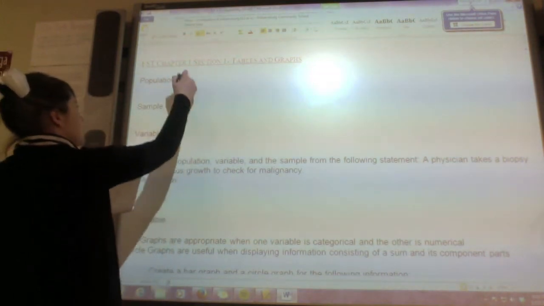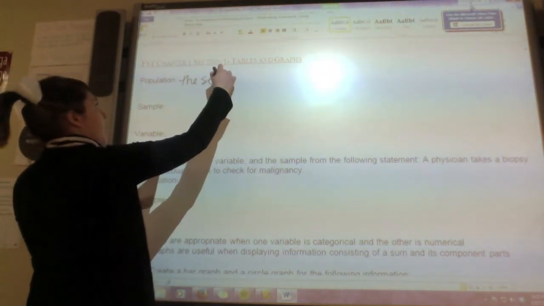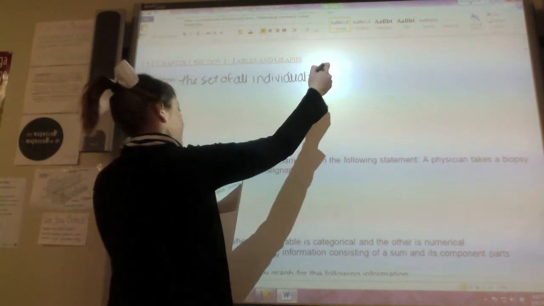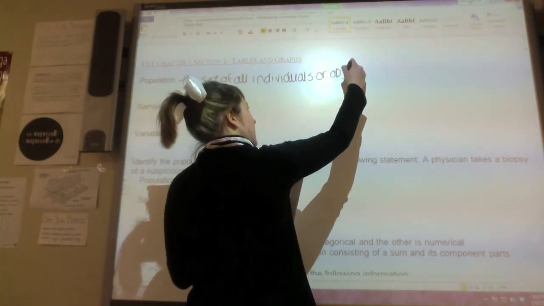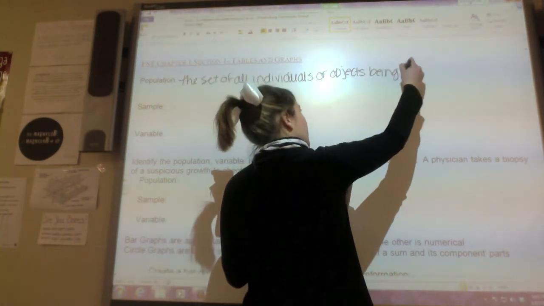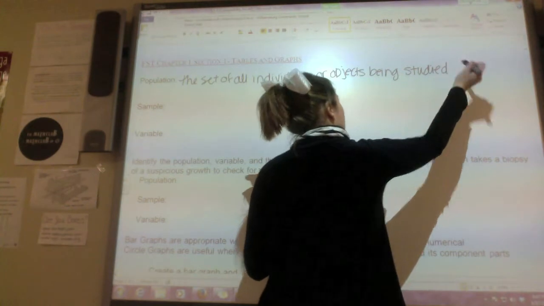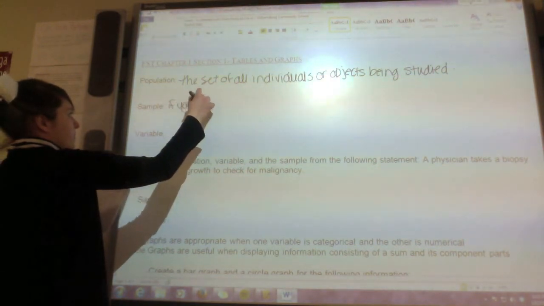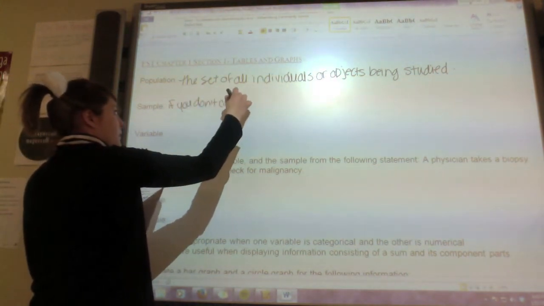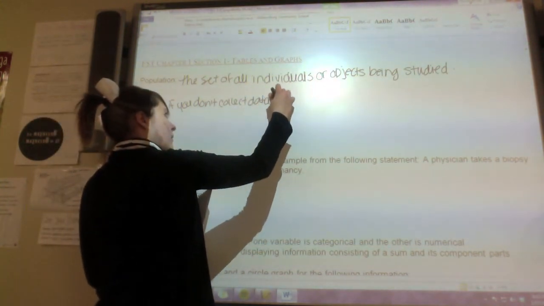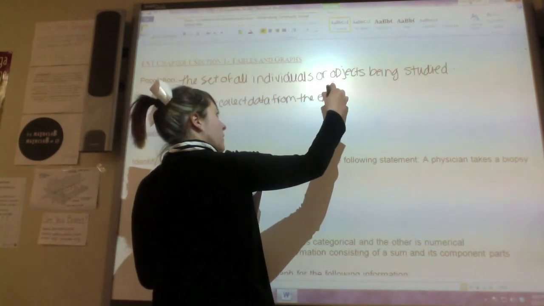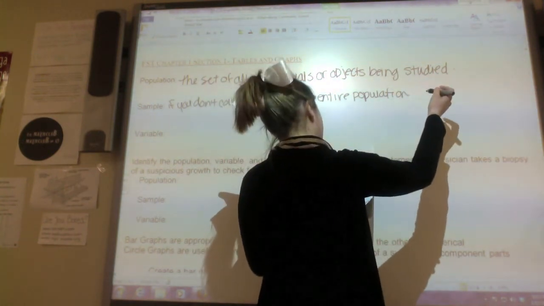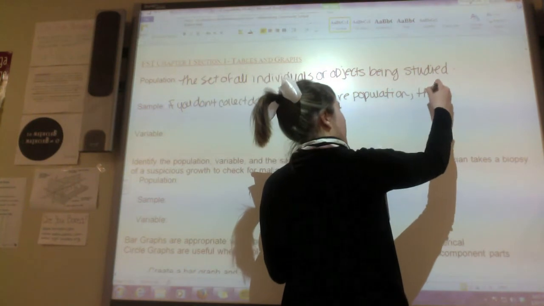So the definition for population is the set of all individuals or objects being studied. Okay, a sample. If you don't collect data from the entire population, then the sample is the part that you do collect data from.